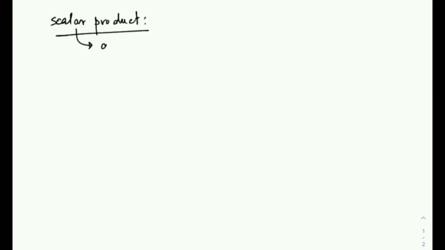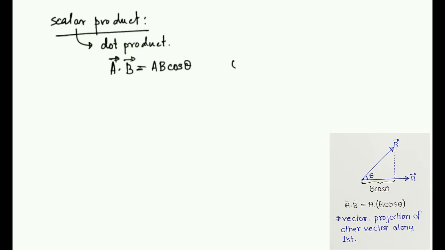Now the scalar product, which is also called the dot product. In physics language, we can say the dot product is written as A dot B equals A B cos theta, where B cos theta is the length of the projection, and theta is the angle between vector A and vector B. You can also see this in the diagram.